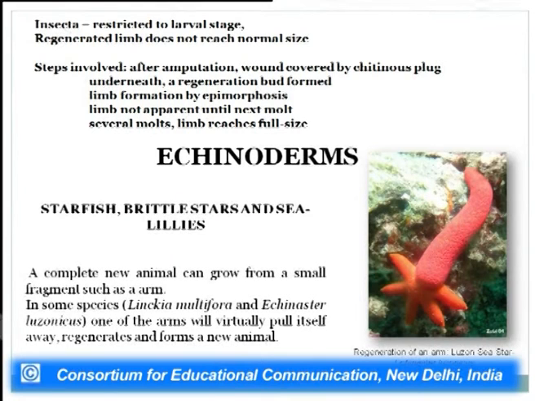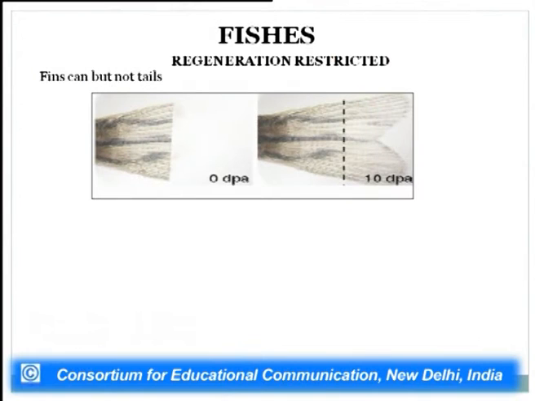In echinoderms, the starfish, brittle stars and sea lilies, a complete new animal can grow from a small fragment such as an arm. In some species, for example Linckia multifora and Echinaster luzonicus, one of the arms will virtually pull itself away, regenerate and form a new animal, as shown. One of the arms has developed and will just pull itself away and give rise to an entire new organism. So, good regenerative ability is found in echinoderms.